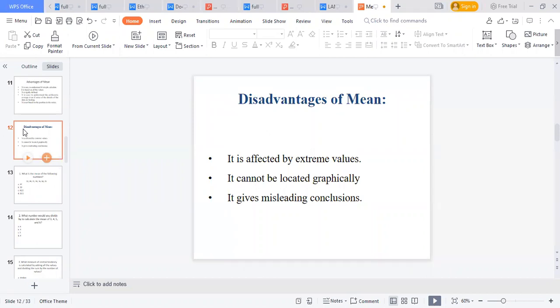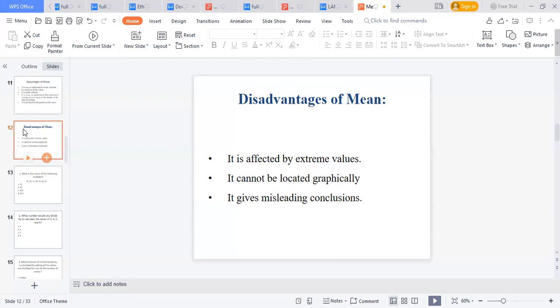All right, it cannot be located graphically, and also it gives misleading conclusions, especially when there are few values in a distribution, like the one I gave. I can even give an example of a more extreme one. One is age 2, the other is aged 3, the other one is aged 7, the other one is aged 4. Then the other person in that distribution is aged 86.